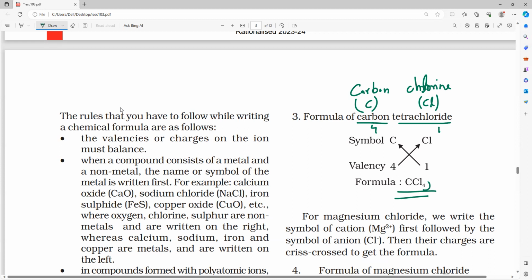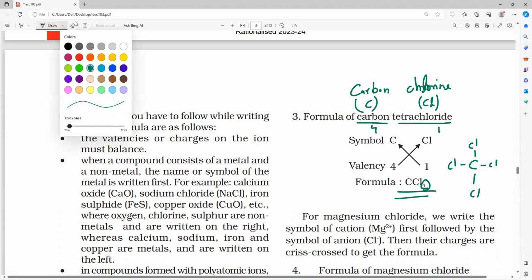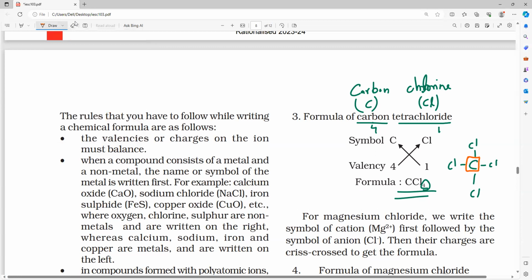Tetra means 4 chlorines. In the structure, carbon needs 4 electrons. So 4 chlorines will react, because each chlorine needs only 1 electron. So 4 chlorine atoms react with the 1 carbon atom. That is why it is called tetra. Tetra means 4. Okay? Everything understood? Understood, Agalya? Yes, sir.